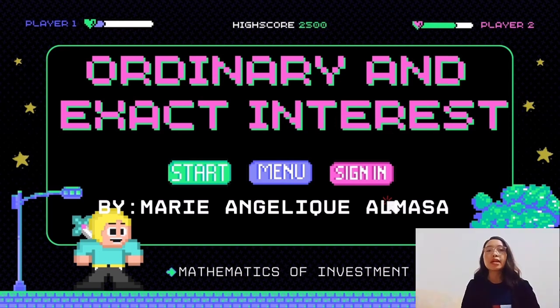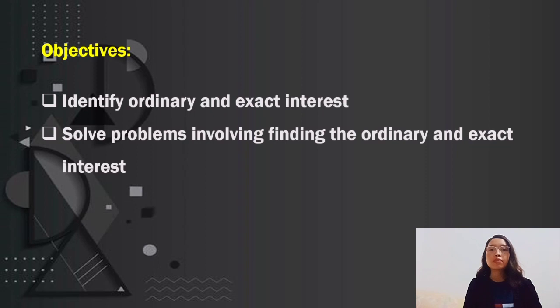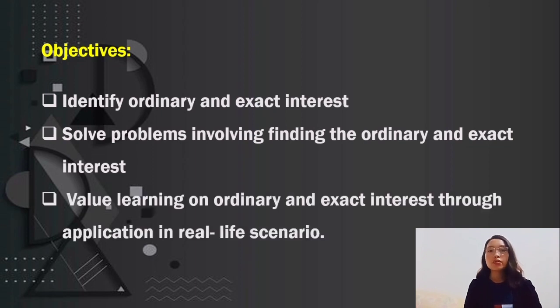Before we proceed to the lesson, let's first go over the objectives we have to achieve by the end of the lesson. Our first objective is to identify ordinary and exact interest. Secondly, solve problems involving finding the ordinary and exact interest. Then, value learning on ordinary and exact interest through the application in real-life scenarios.